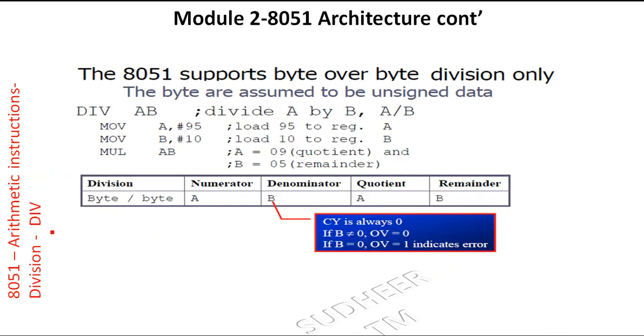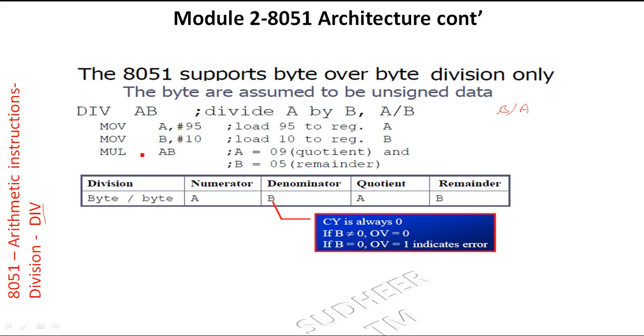Next is the division instruction. The instruction opcode is DIV, so the instruction is in the form DIV AB. It involves the accumulator and the B register only. No other registers are supported for the division operation in 8051. It supports byte-over-byte division only, so it performs A by B only. B by A is not possible. For example, DIV BA is not supported in our microcontroller.